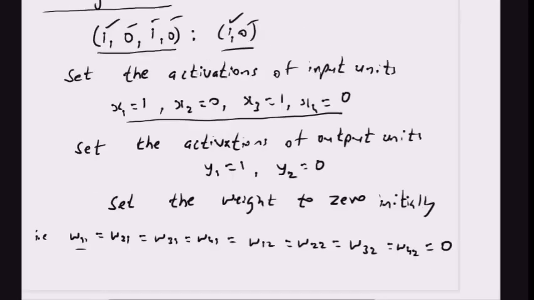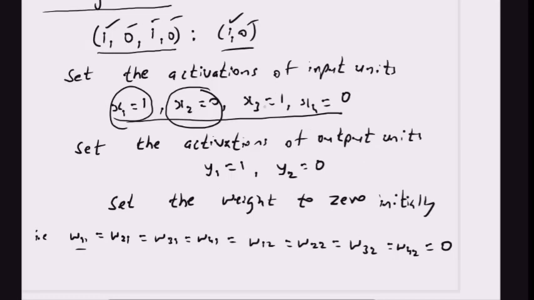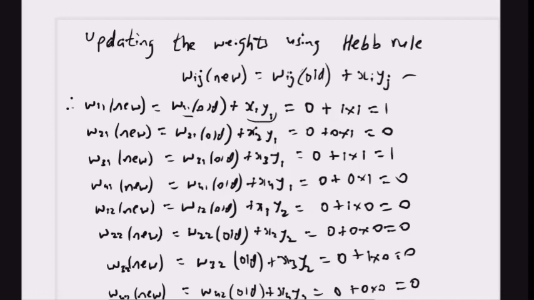As we know, for the first part, x1 is 1, x2 is 0, x3 is 1, and x4 is 0. These are the things we will be using. Y1 is 1, y2 is 0. Using these values in the second part of the summation, for the first case, w11 new is w11 old plus x1 y1. Since all the weights are 0, this is 0, and then x1 is 1 and y1 is 1. So 1 times 1 is 1, 1 plus 0 gives us 1.